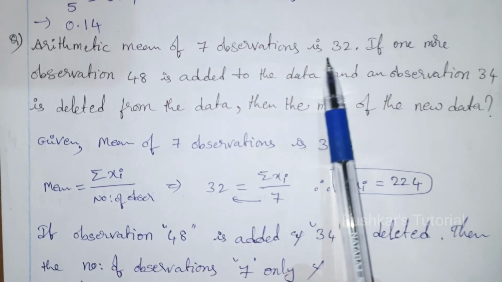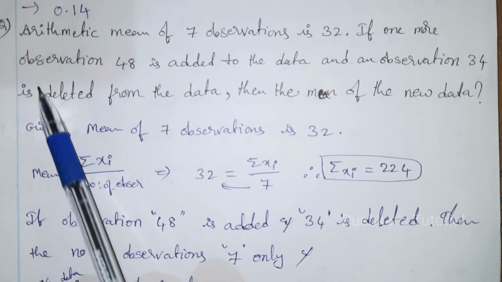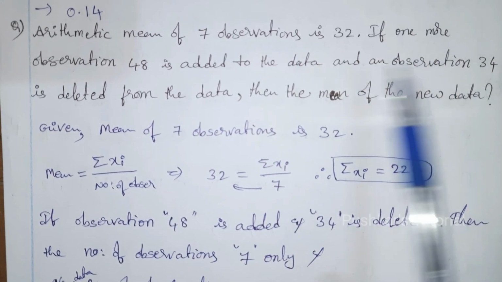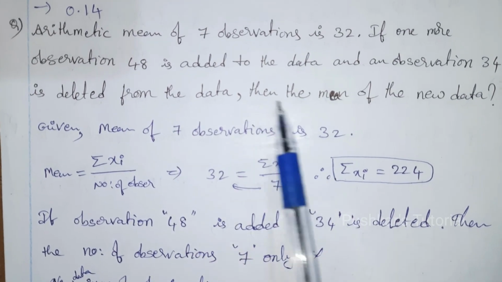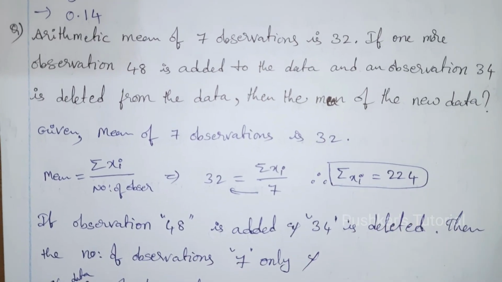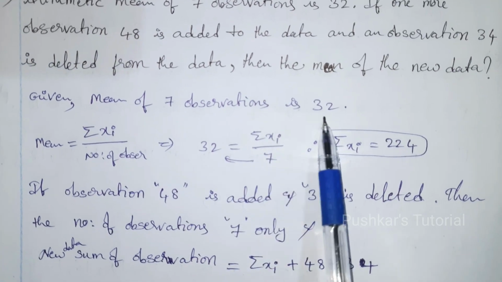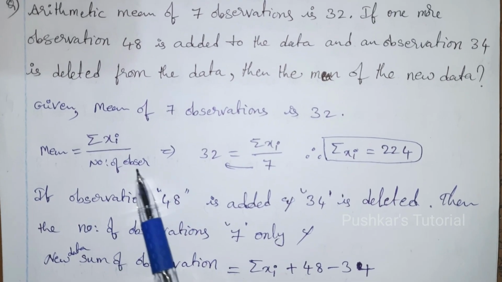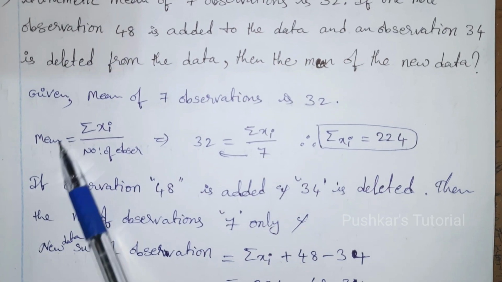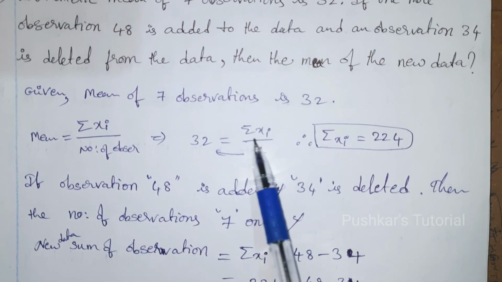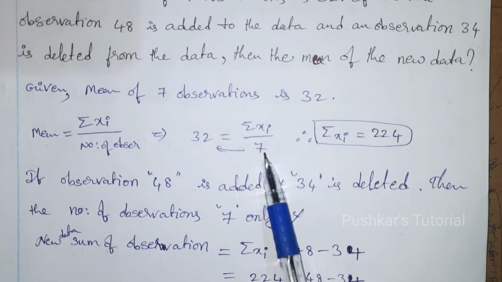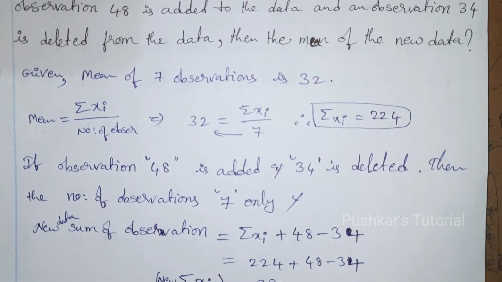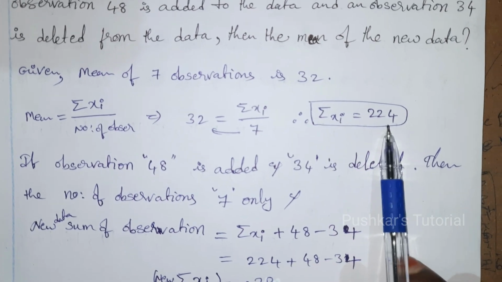Arithmetic mean of 7 observations is 32. If one more observation 48 is added to the data and an observation 34 is deleted from the data, then find the mean of the new data. So given mean of 7 observations is 32. The mean formula is sum of the observations by number of observations. Mean is given as 32, sum of observations we don't know, number of observations is 7. So 7 will come to LHS. 7 into 32 is 224. So the sum of observations we got is 224.